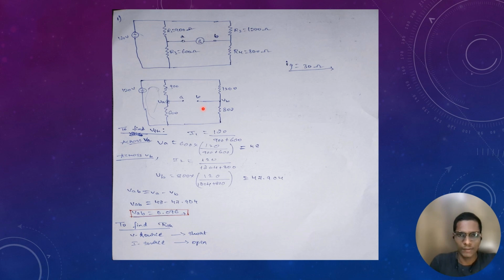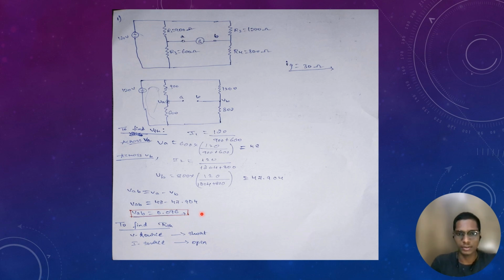For Thevenin's voltage, we have to find VA minus VB. VA we got as 48 volts and VB we got as 47.9. So VAB equals 48 minus 47.9, which is equal to 0.096 volts. This is the VAB value, which we can also call Thevenin's voltage.